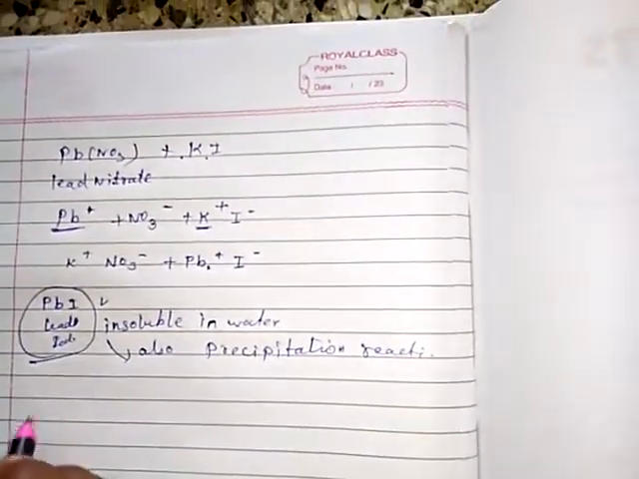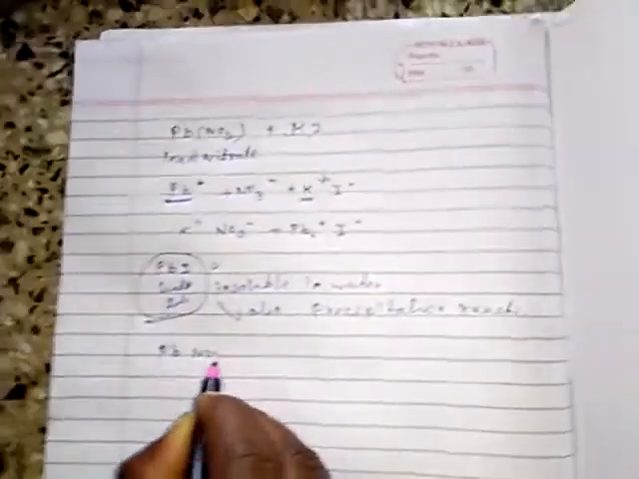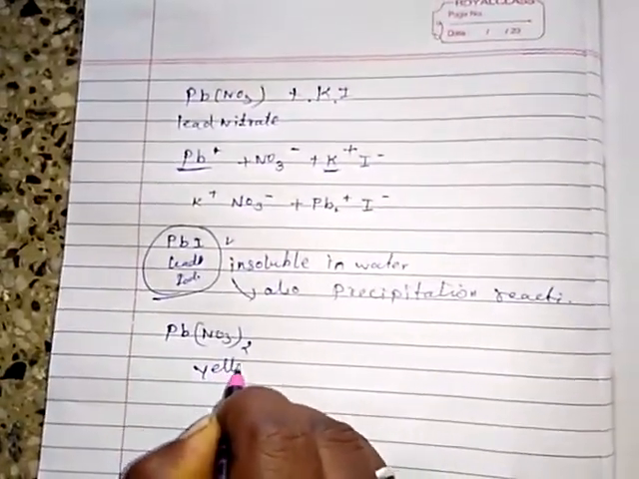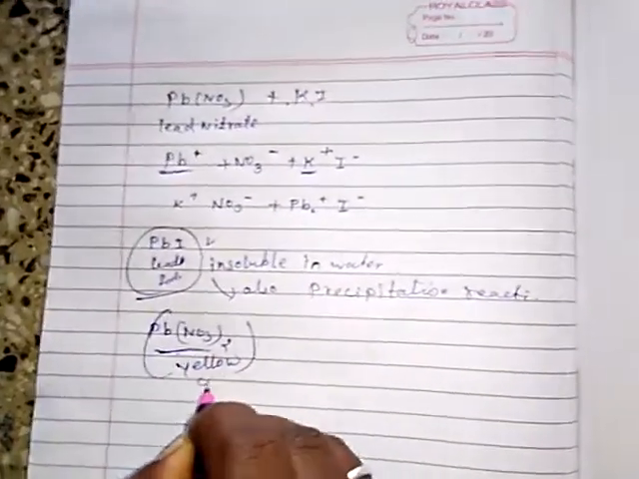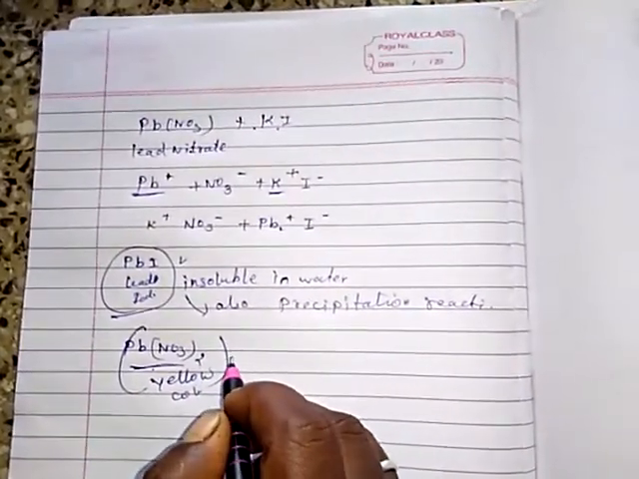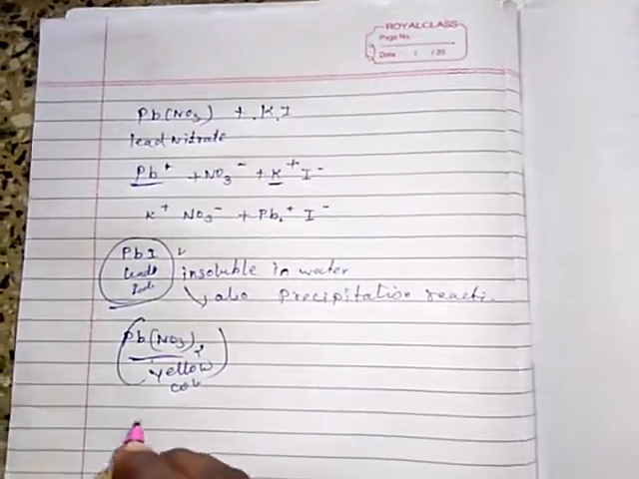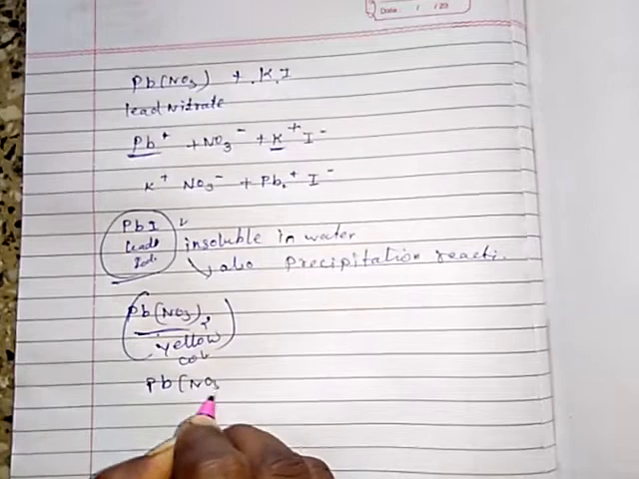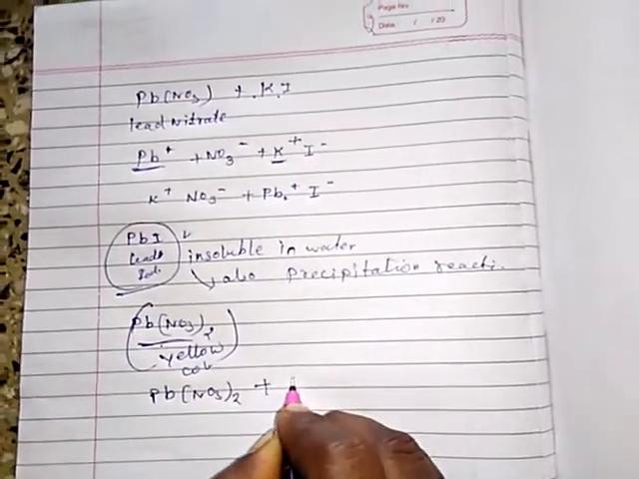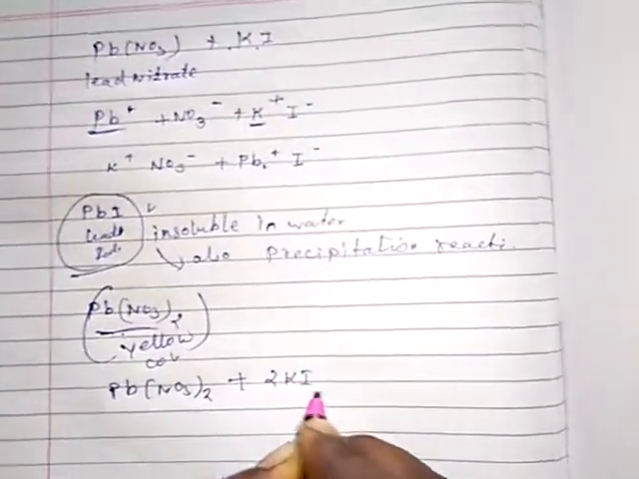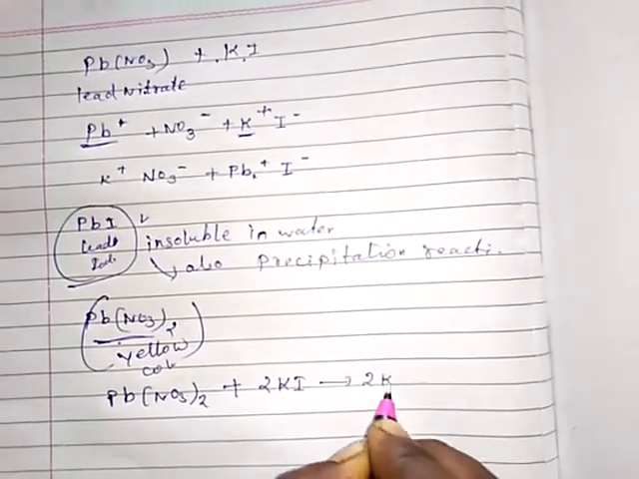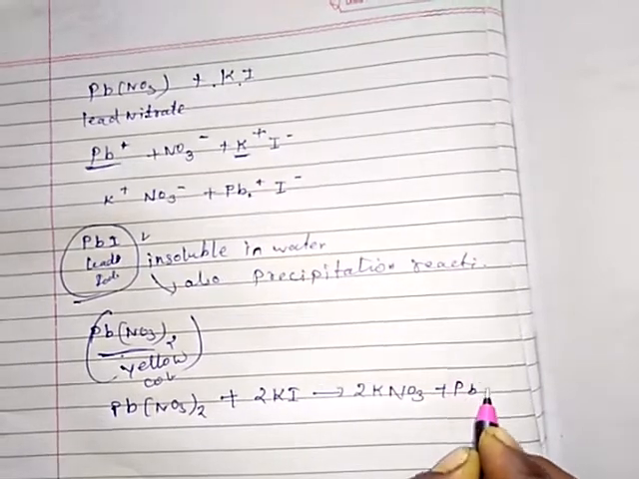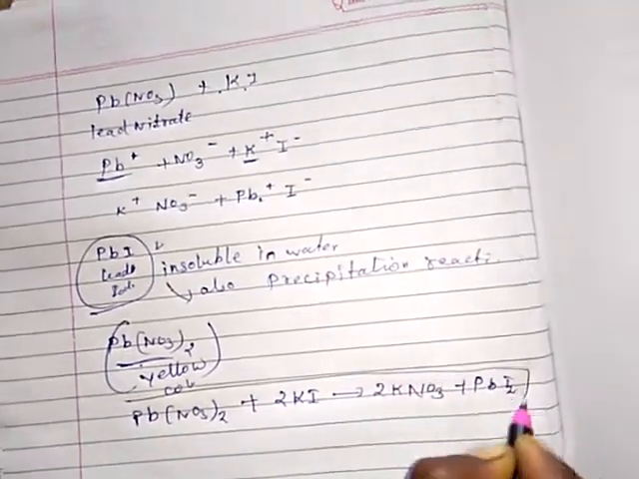And since lead iodide is yellow in color, we are going to get a yellow precipitate. So now we have to write the balanced equation. Lead nitrate plus potassium iodide gives potassium nitrate plus lead iodide, the balanced equation.